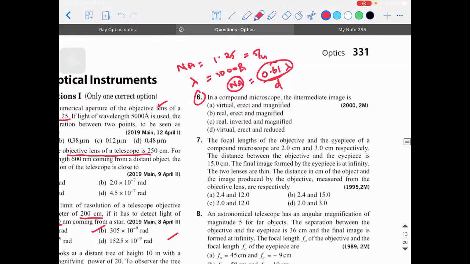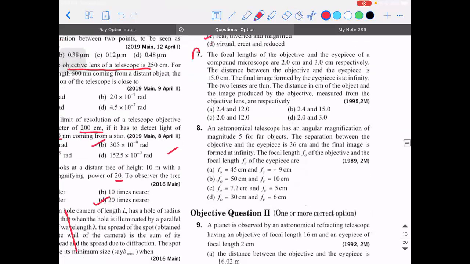In a compound microscope, the intermediate image is simple rather. Just now I told you, the intermediate image is between the objective and the eyepiece. What nature does it have? Real, inverted, magnified. Option C. Next, let's try the 7th one.